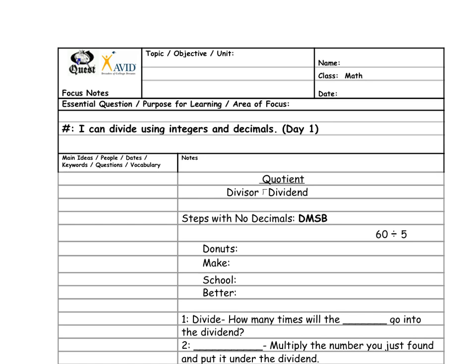So for this unit it's going to be 6.2 dividing. And don't forget to add your name and the date. And then for today we're going to focus on dividing using integers and decimals. The one got cut off, so if you want to add that one there so you know.